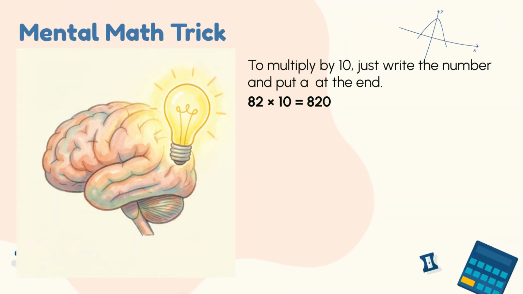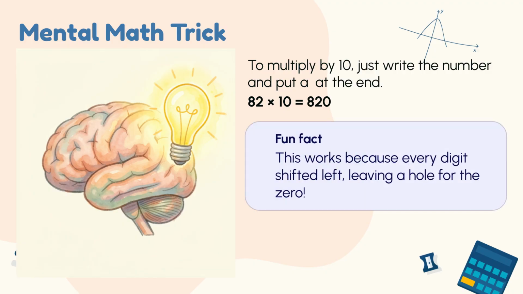Here is a mental math trick for multiplication by 10. Just write the number and add a 0 at the end. For example, 82 times 10 is 820. This works because every digit shifted left, leaving a space for the 0.